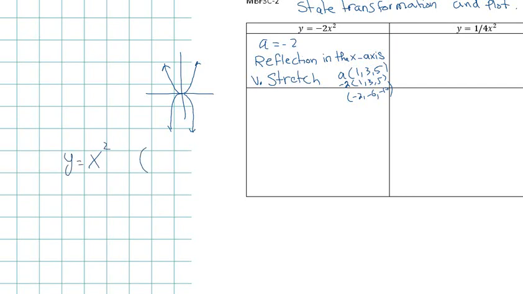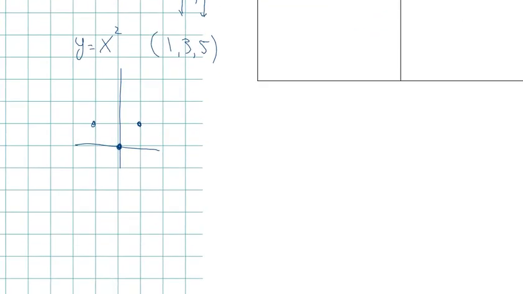With a step pattern of 1, 3, 5, you start at the vertex, which in this case is 0, 0, and then you go up 1 over 1 to find your next point, right? And then you go up 3 over 1 to find your next point. And then you can go up 5 over 1. Okay? This is how you can graph a quadratic. This is a shortcut to graphing a quadratic. Start at the vertex and then use your step pattern.